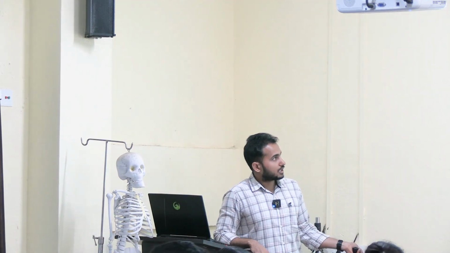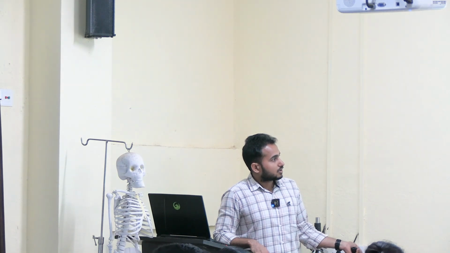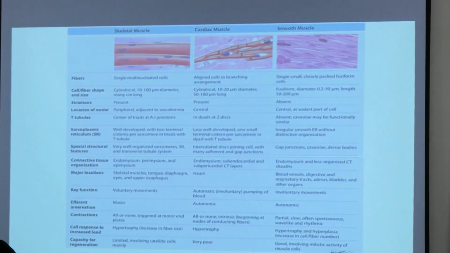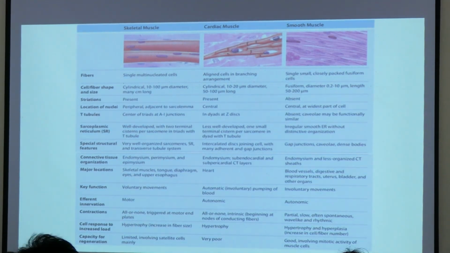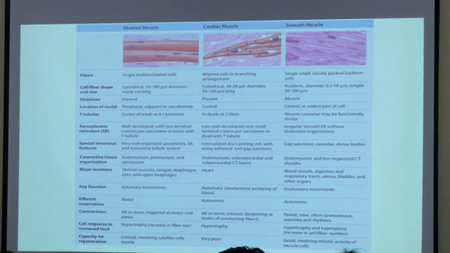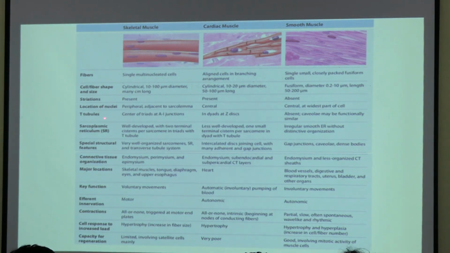Okay, so that is all about the smooth muscle. Now this is the gist of the story. If you want to revise the entire muscle chapter within 5 minutes, this is how you have to revise. Everything is given: all the points we have discussed from the beginning. See the nature of the fibers, shape of the fibers, striation, then location, T tubules, then sarcoplasmic reticulum, specific structural features, connective tissue organization, location, key function, innervation, contraction, everything is given.